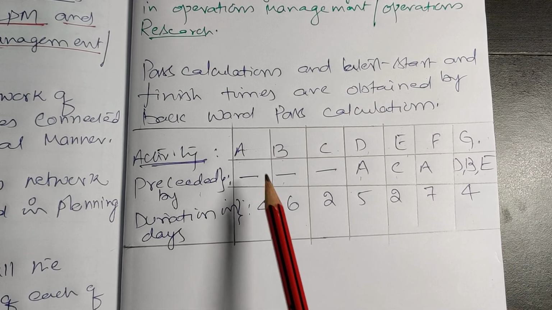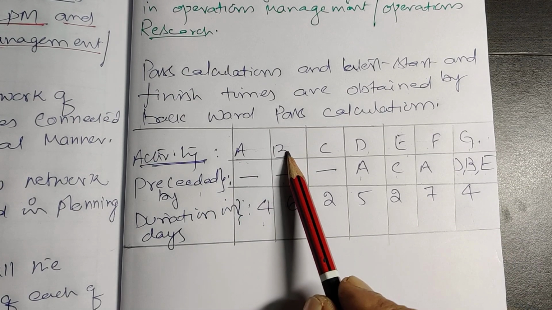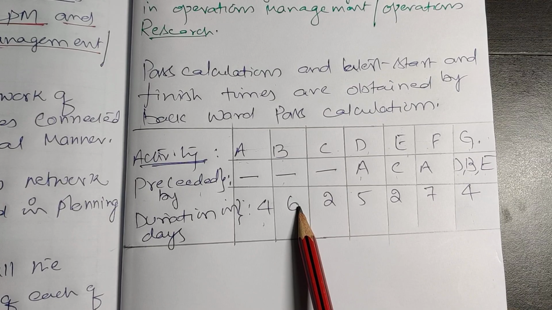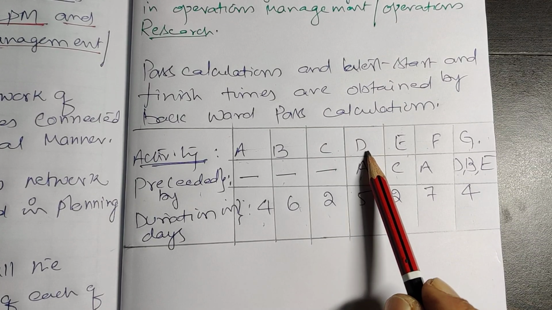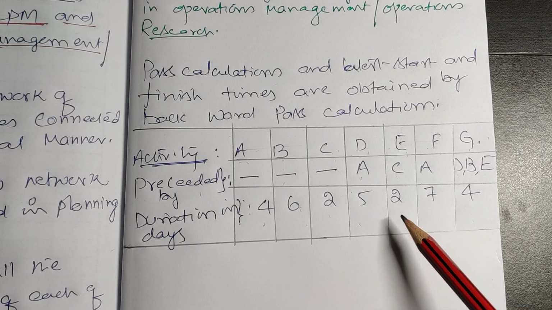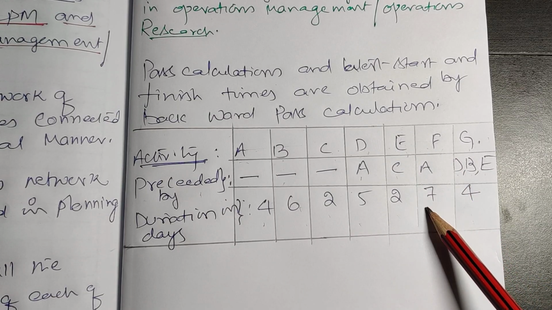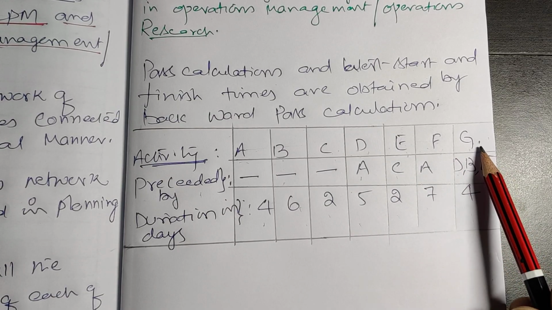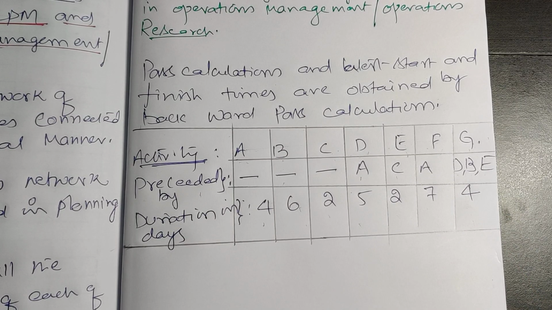Clear? Next, activity A will take 4 days. Activity B will take 6 days. Activity C will take 2 days. Activity D will take 5 days. Activity E will take 2 days. Activity F will take 7 days. Activity G will take 4 days. This way, the time required for each activity to complete is also given in the question.